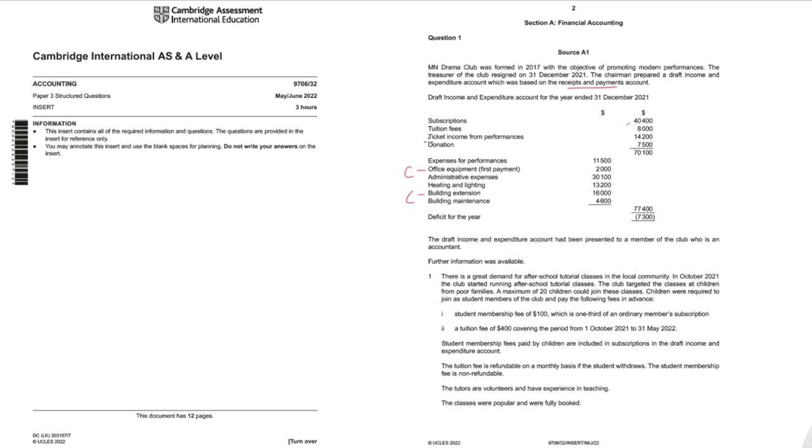Donation is a revenue receipt or a capital receipt. It depends. We'll have to see some additional information is given or no. Let's say no information is given about donation, then you will treat it as a revenue receipt and put it in the income section of the income and expenditure account.